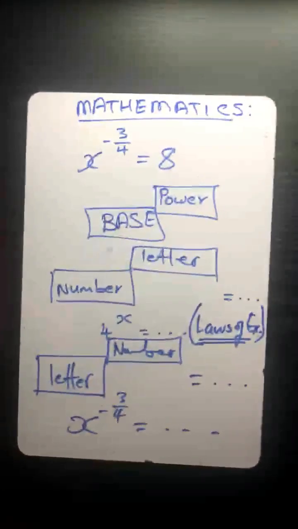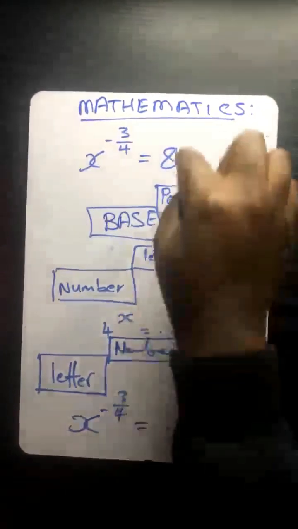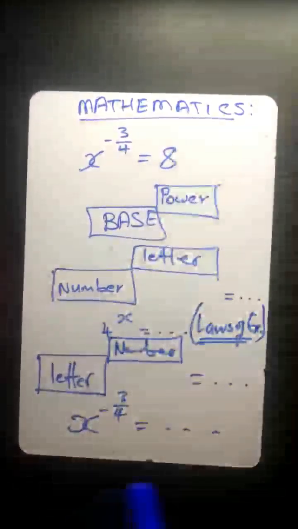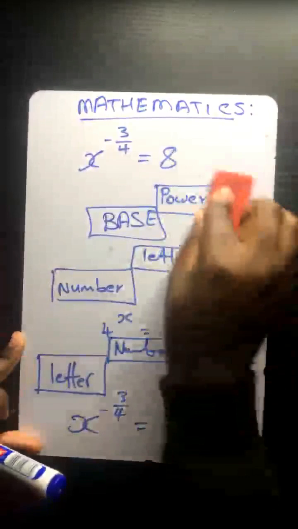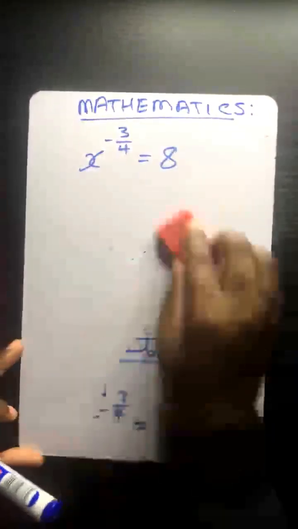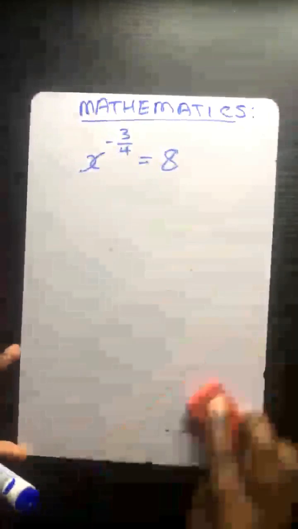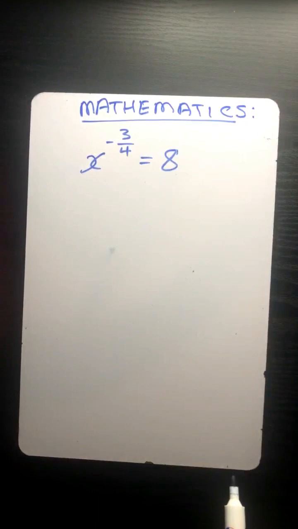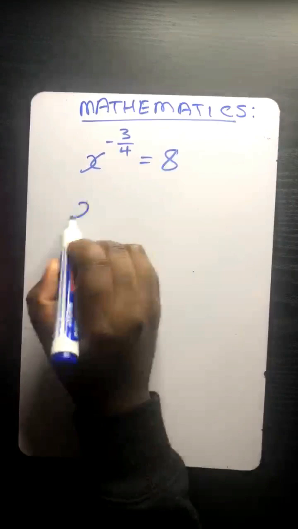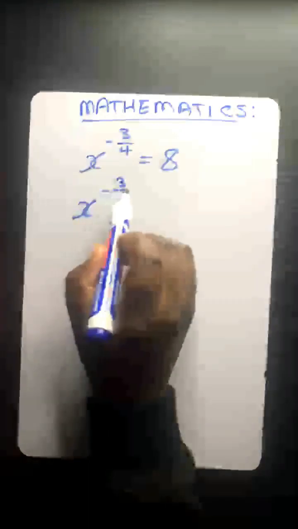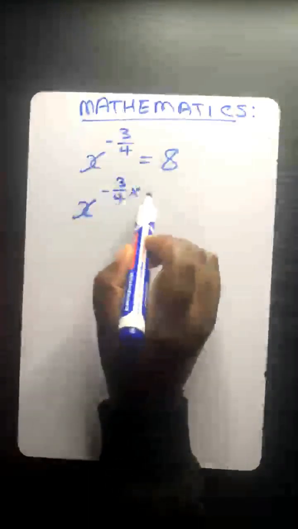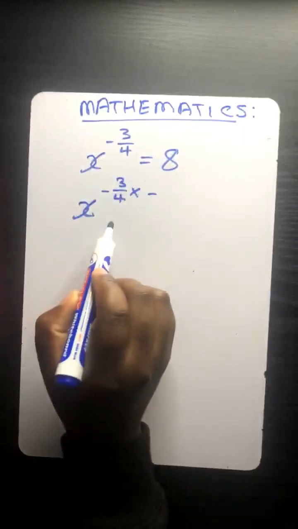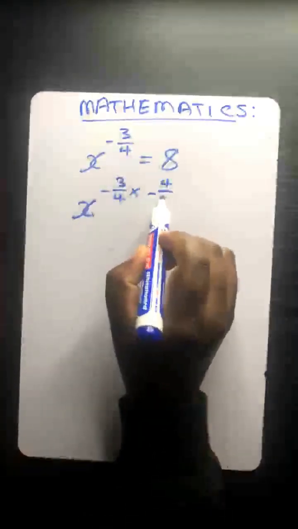This is what I'm trying to explain there: in this case, you won't need to apply the laws of exponents. But this is what you can try to do. Remove the power. To remove the power, multiply by something that can cancel it. So you can multiply that 3 over 4 by negative, so that the negatives cancel, and then by 4 over 3.